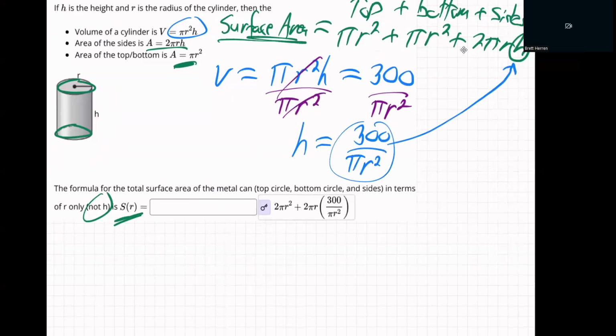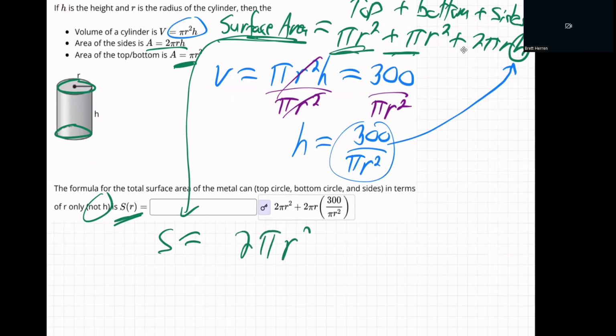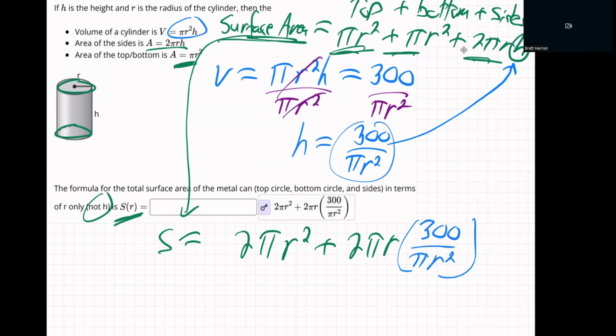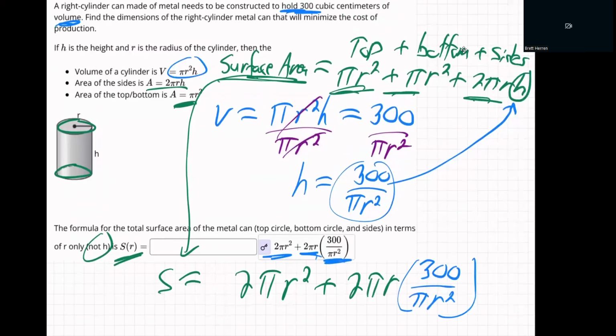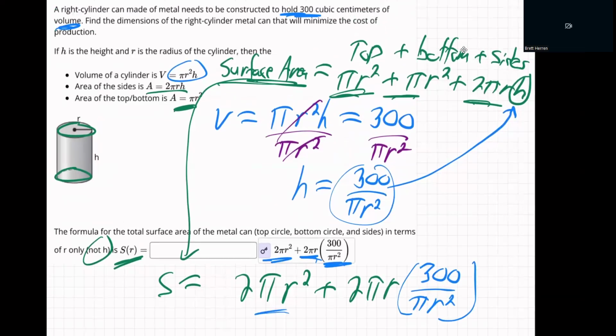So then bringing this down, surface area will be pi r squared plus pi r squared. That's 2 pi r squared plus 2 pi r, and then h. And what is h? It's 300 over pi r squared, and that's what they got. So there's the surface area formula in terms of r only.